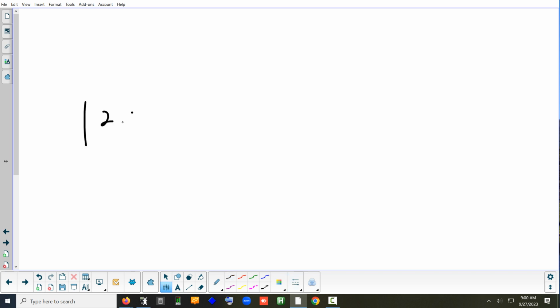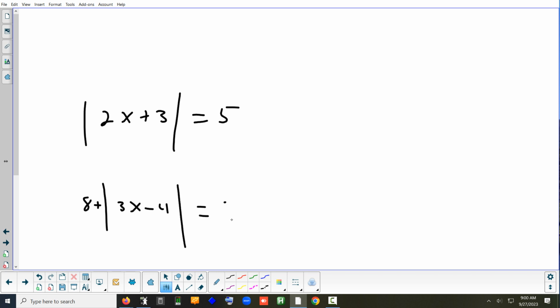Okay, so here's one. |2x + 3| = 5. And here's another one. 8 + |3x - 4| = 7. One of these equations has the absolute value by itself on the left-hand side. The other one doesn't. Does anybody think they know which one has the absolute value by itself on one side? Yeah? The top one.